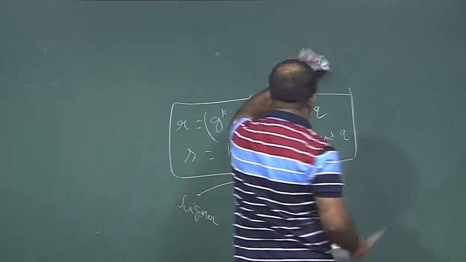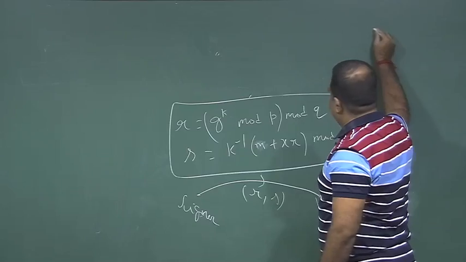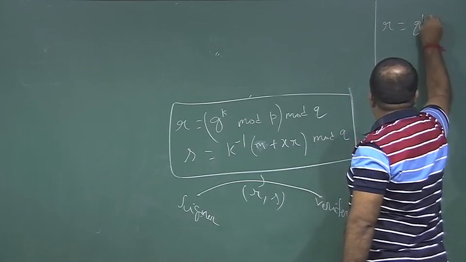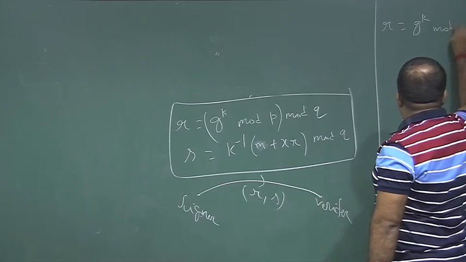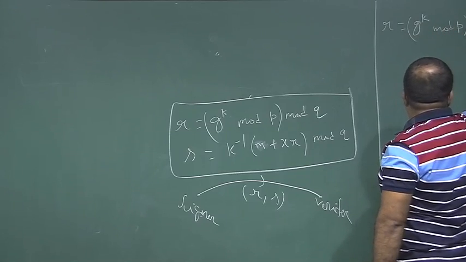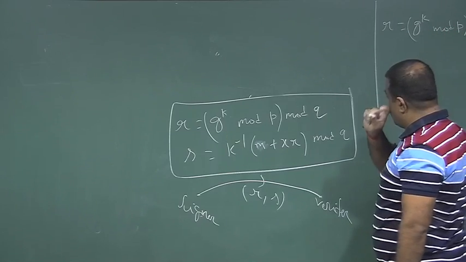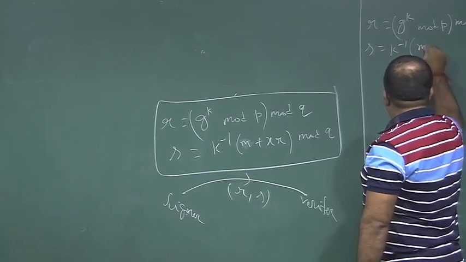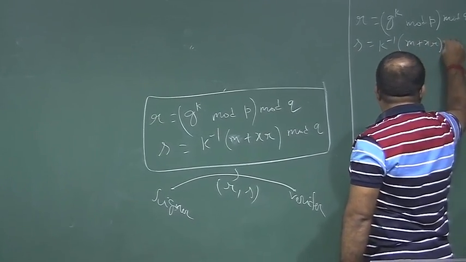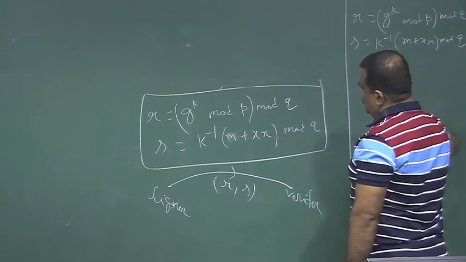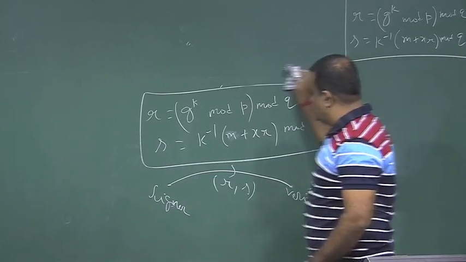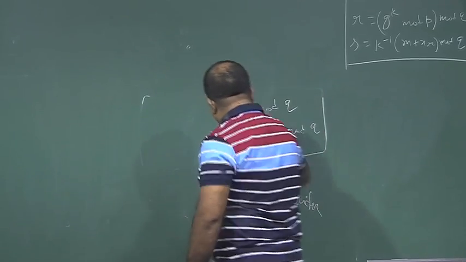So let us just write this here. R is basically g to the power k mod p, mod q. S is basically k inverse (m plus xr) mod q. So let us have this. In the verification step we need this. Okay, so now how to verify it?